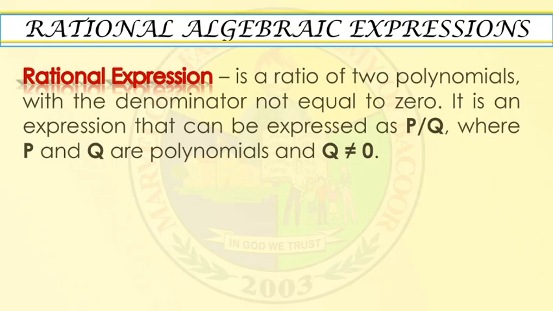Okay? Bakit hindi siya dapat equal to zero? Kasi kapag nag-equal to zero ang ating denominator, magiging undefined. Ibig sabihin nun, we cannot find the possible solution for our domain. Kaya sinasabi diyan na ang rational expression ay ang denominator dapat ay hindi mag-equals to zero. Okay, take note. Two polynomials. Yung rational number kanina, two integers.